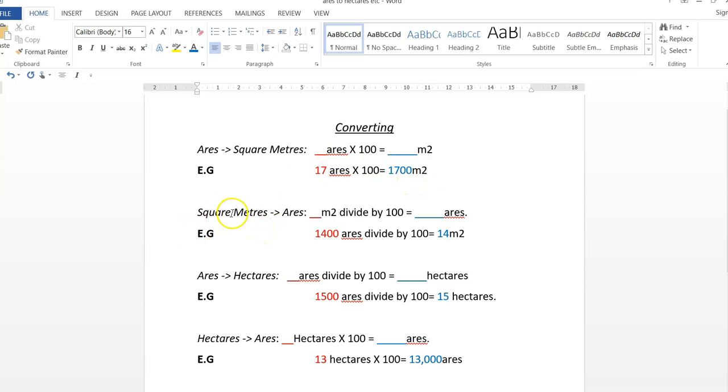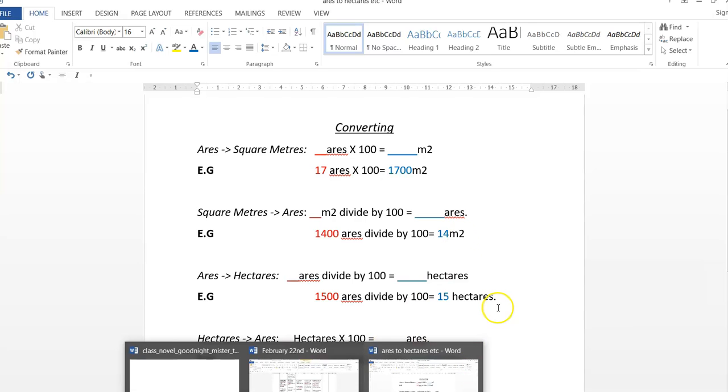Question 2 then, square meters to acres. So however many meters squared you have, divided by 100 to give you your acres. So 1,400 acres divided by 100 equals 14 meters squared. So I hope that makes sense. That is question 1 and 2 covered.